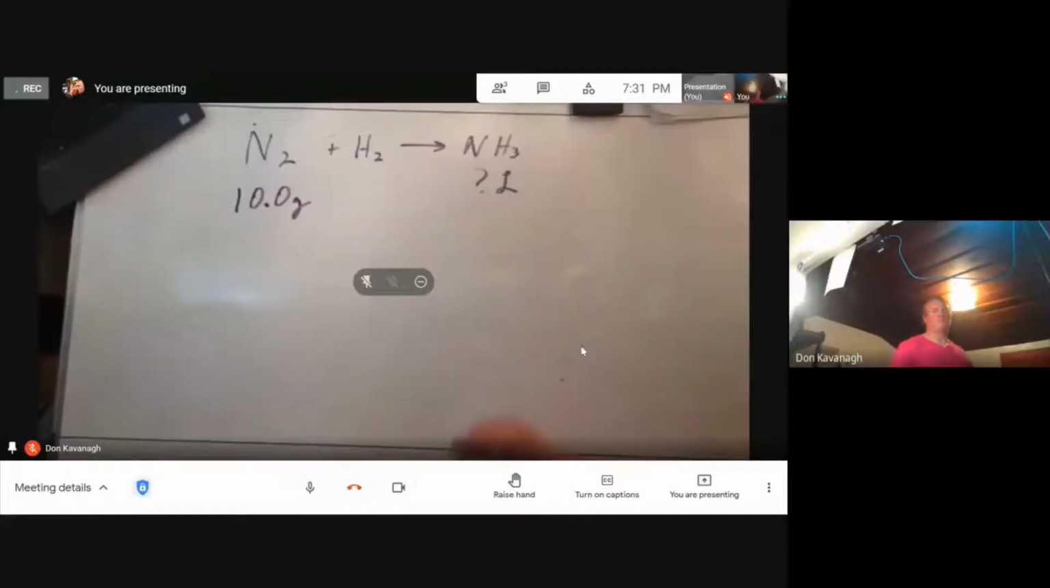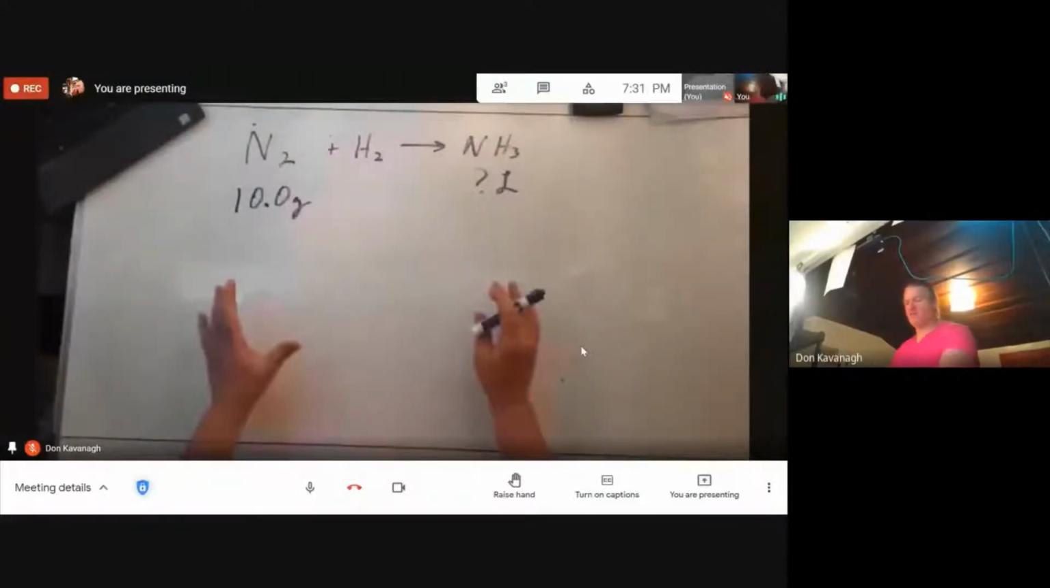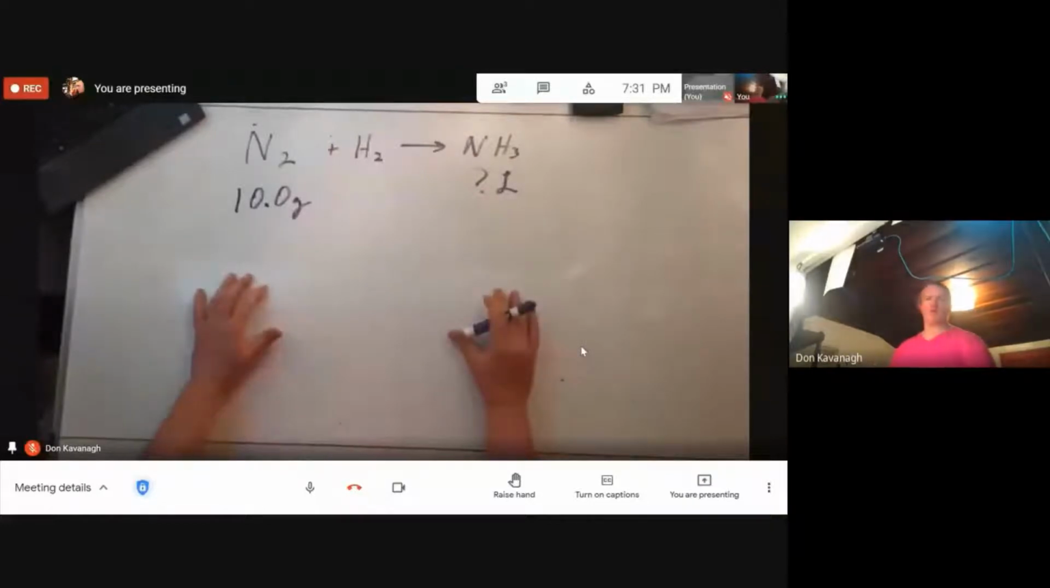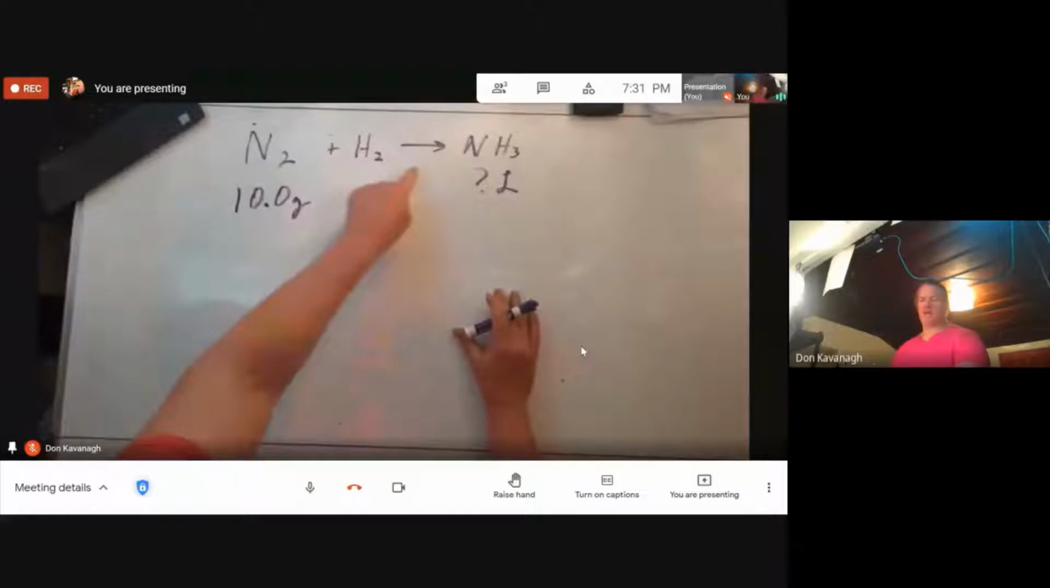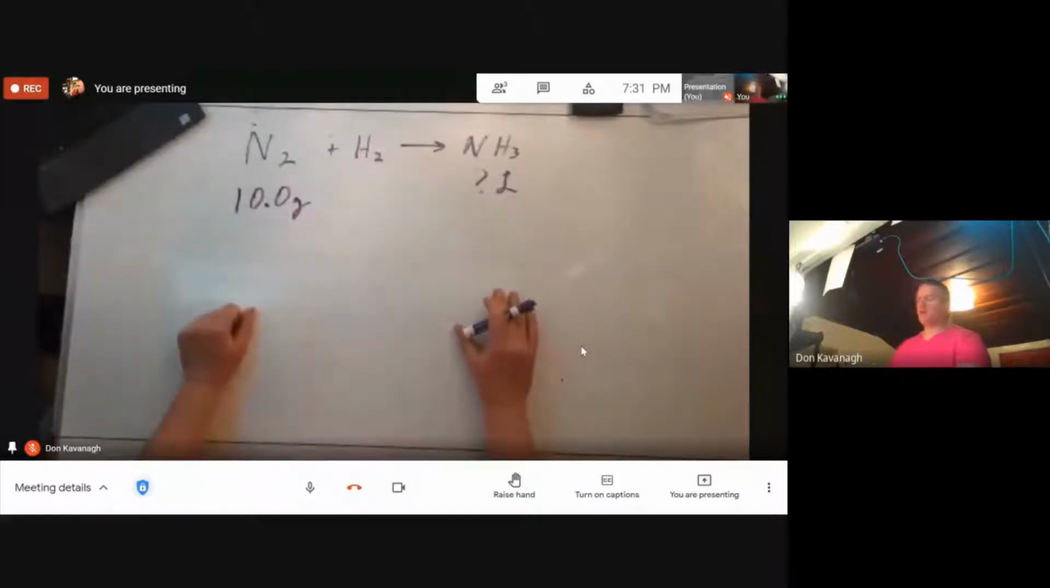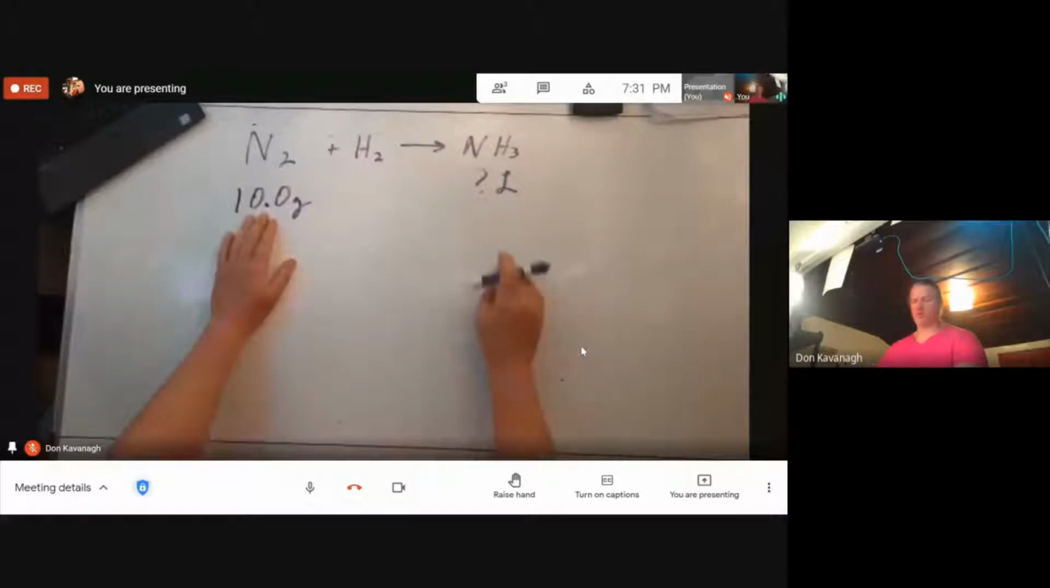This particular problem's a long one, so get a cup of coffee ready. We have an unbalanced chemical reaction here of gases, and we are given 10 grams of a reactant and asked for the volume of this product that could be produced here.